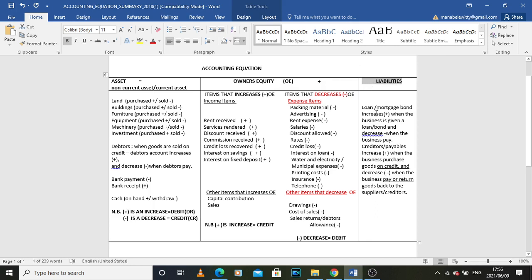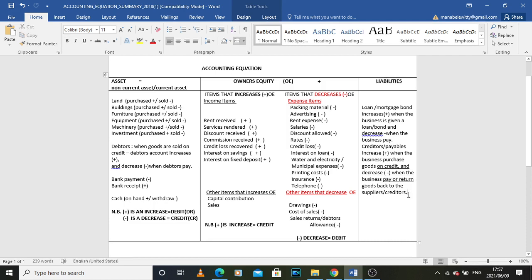Liabilities, these are debts. If a business goes and acquires a loan from the bank, it increases the liability account because at the end you'll be owing the bank because you took a loan. When the business is given a loan or a bond, it increases, and it decreases when the business pays. When you pay back the loan, you're decreasing the liability. Creditors: if ever you bought something on credit, you're increasing your creditors, and whenever you pay them or return the goods, you're decreasing your creditors. Okay, where does it increase?